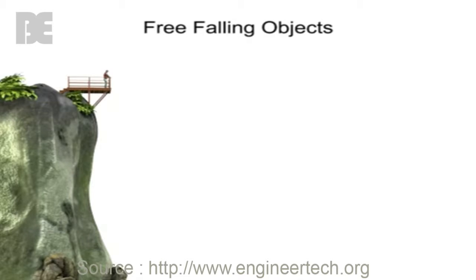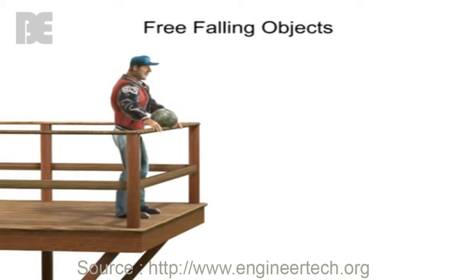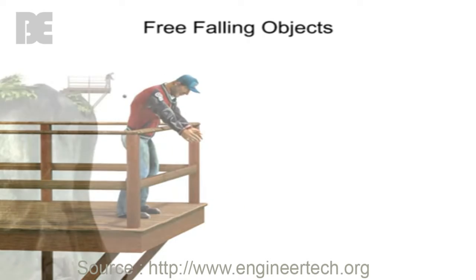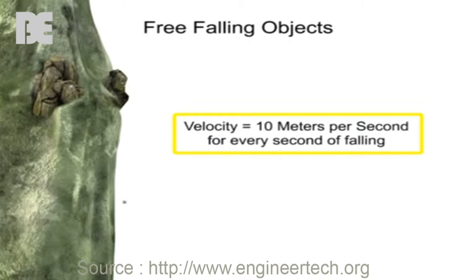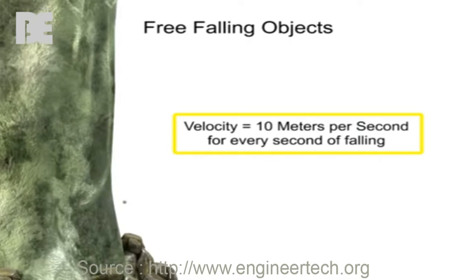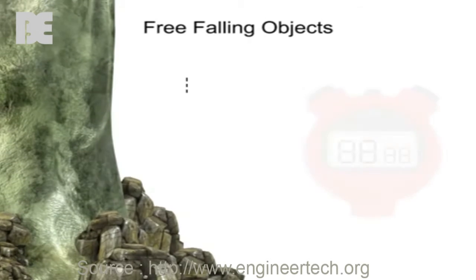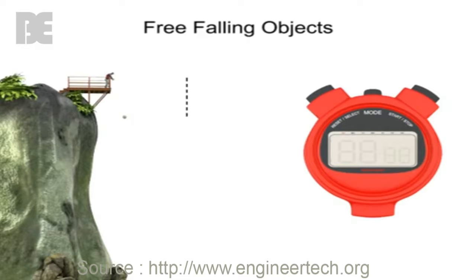To illustrate the effects of gravity on free-falling objects, let's look at what happens when you drop a rock from a cliff. With no wind resistance, the rock's velocity increases by 10 meters per second for every second it falls. Assuming the rock is falling from rest, after 1 second its velocity is 10 meters per second.